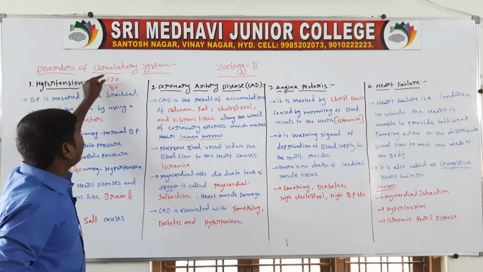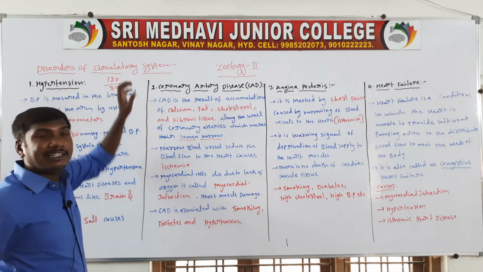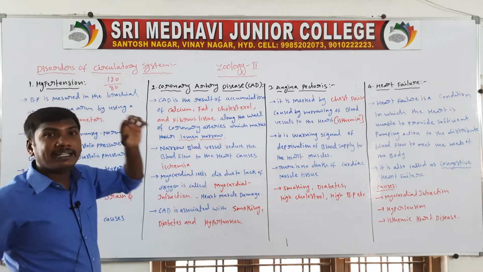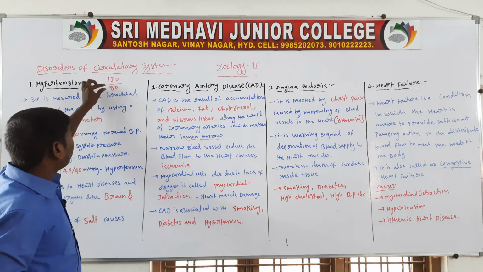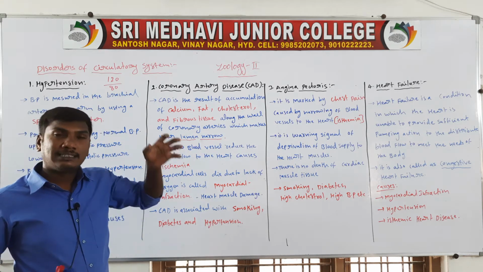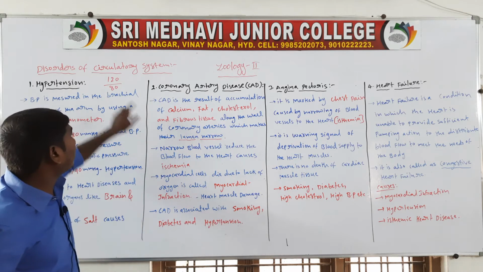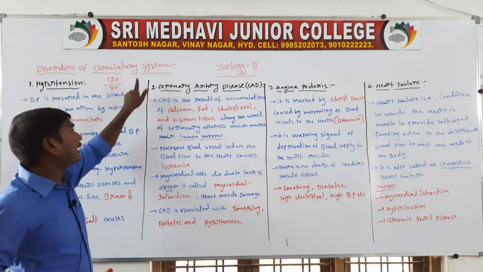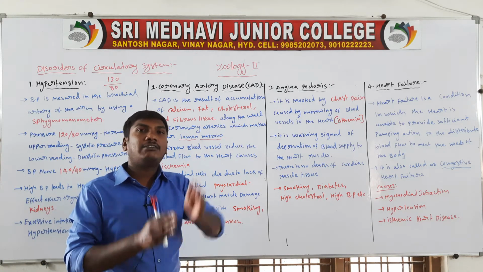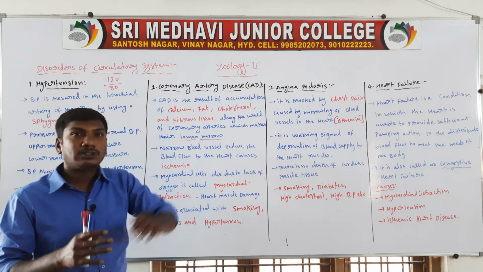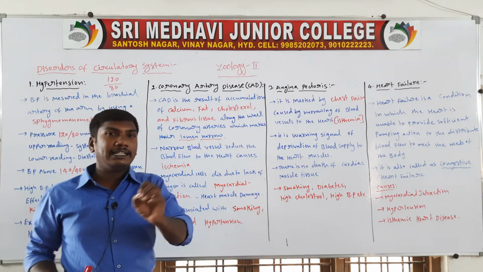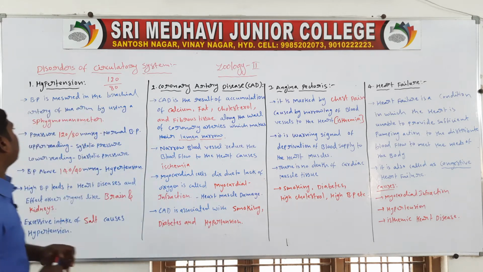The upper reading indicates the systolic pressure, and the lower reading indicates the diastolic pressure. 120 is the systolic pressure, 80 is the diastolic pressure. Normal human blood pressure is 120 by 80 mmHg.